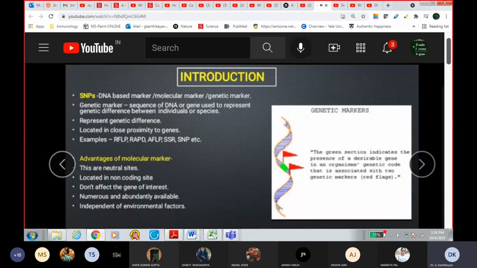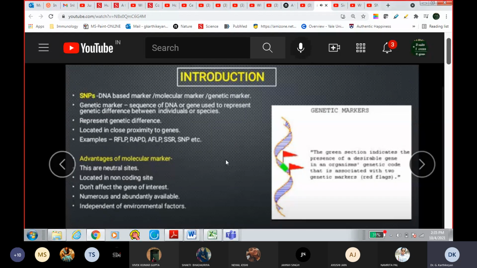Genetic markers represent genetic differences. They are located close to genes. Other DNA-based markers are RFLP, RAPD, AFLP, SSR. These are the techniques that are used to detect the presence of these kinds of changes in the DNA sequence. SNP, etc. Advantages of molecular markers are that these are neutral sites, located in known coding sites, they don't affect the gene of interest, they are numerous and abundantly available, and they are independent of environment.